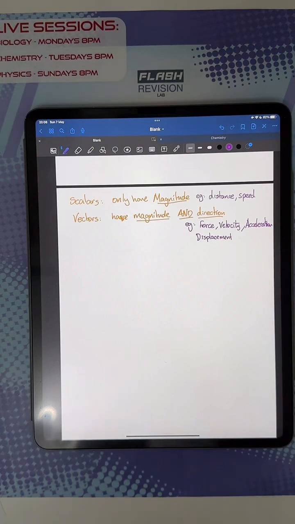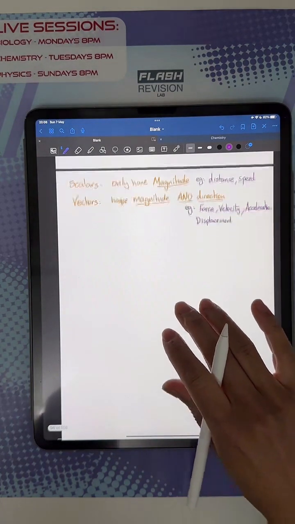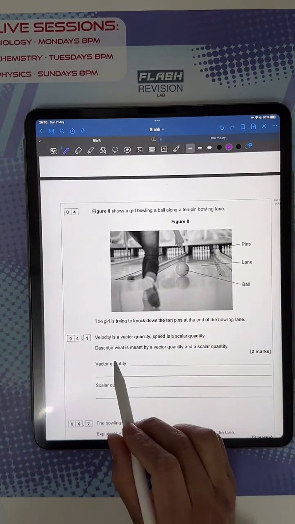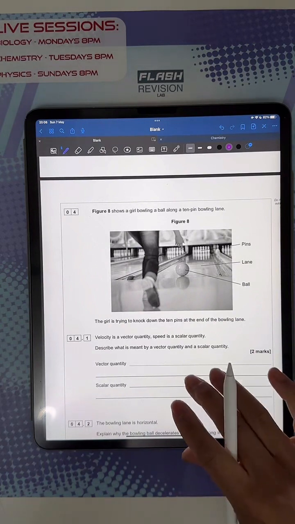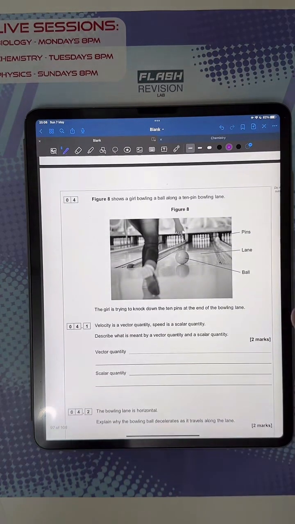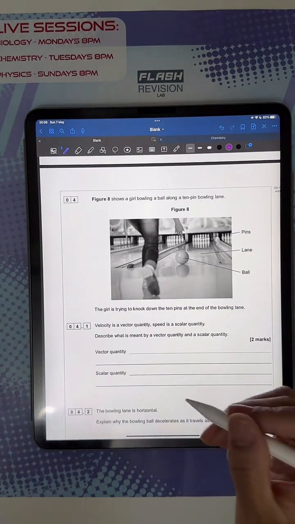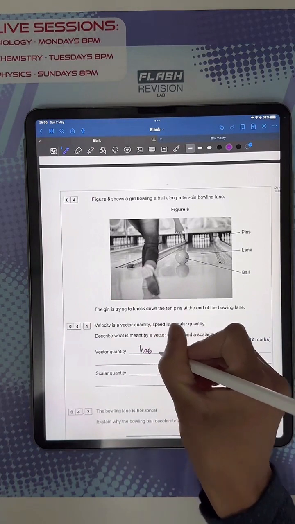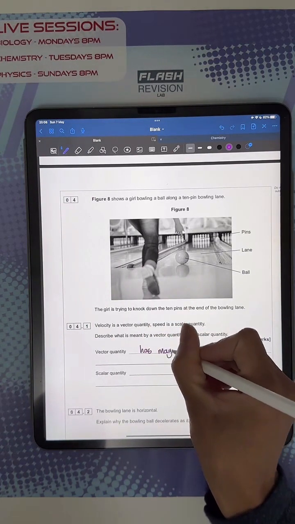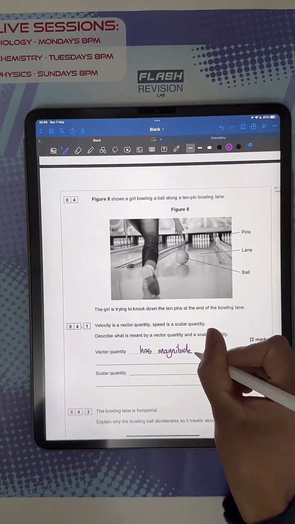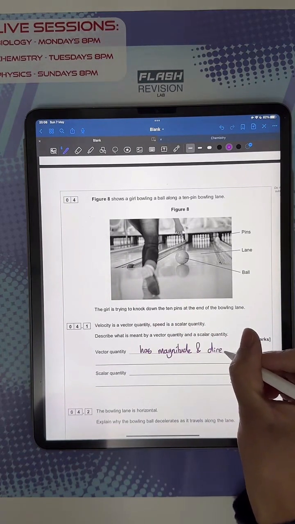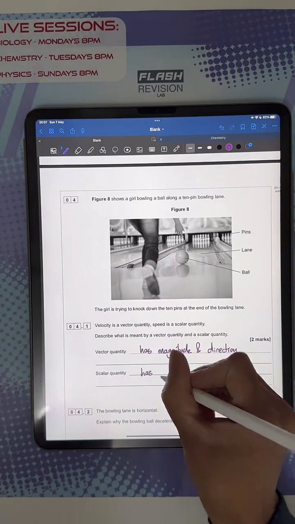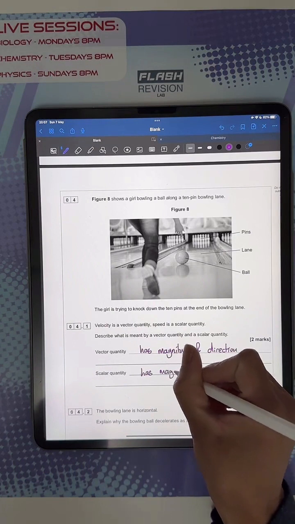Excellent. All right, so we got some good examples there. So let's start off with that. Let's go on to the question then. Velocity is a vector, speed is a scalar quantity. Describe what is meant by a vector and scalar quantity. Easy 2 marks there. You just need to state what we've said there. So for vector quantity, you would say it has magnitude and direction. Scalar quantity has magnitude only.